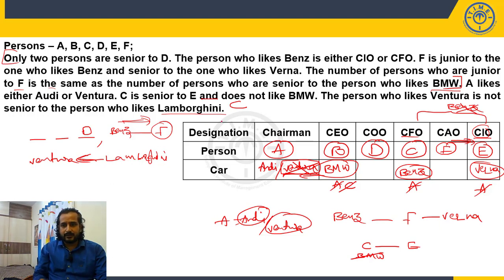Okay. So what I can say is that Ventura is not senior to this, which means this will be senior to Ventura. So where you have the scope: Audi, BMW, Benz, Verna. So this will be Lambo and this will be remaining Ventura. So this will be my final arrangement. So when we reach the last clue, we got the complete arrangement.